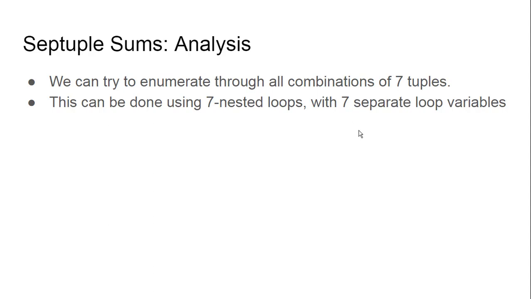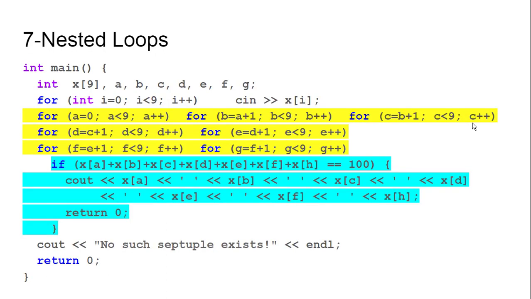So there are all possible 7 elements. One way to do it is actually to use 7 nested loops with 7 different loop variables. So here is the code. We use an array X to store the 9 numbers.